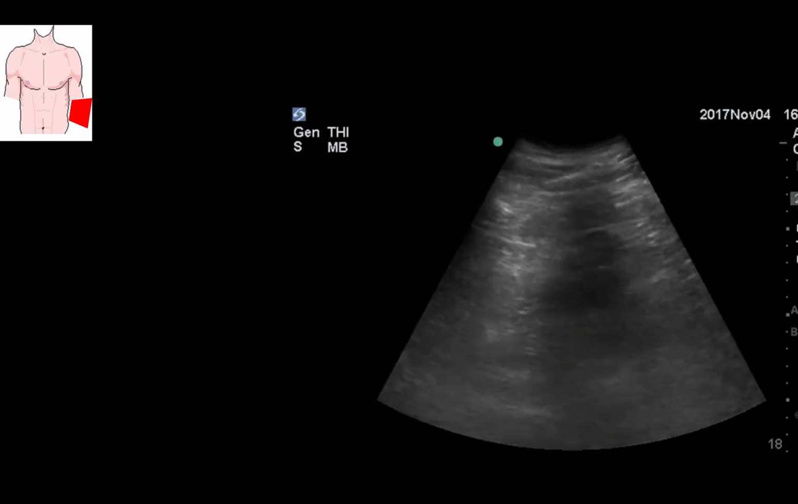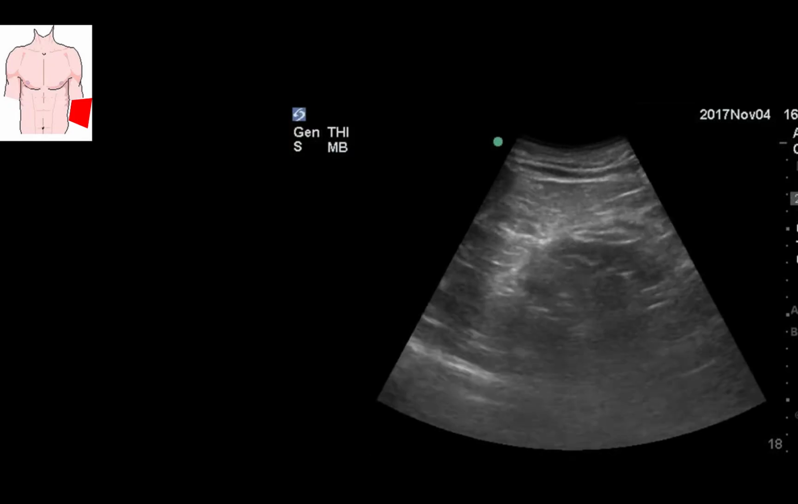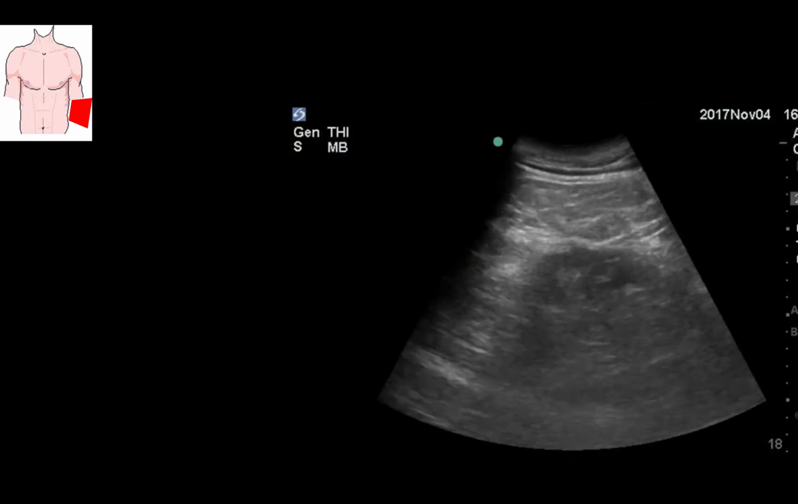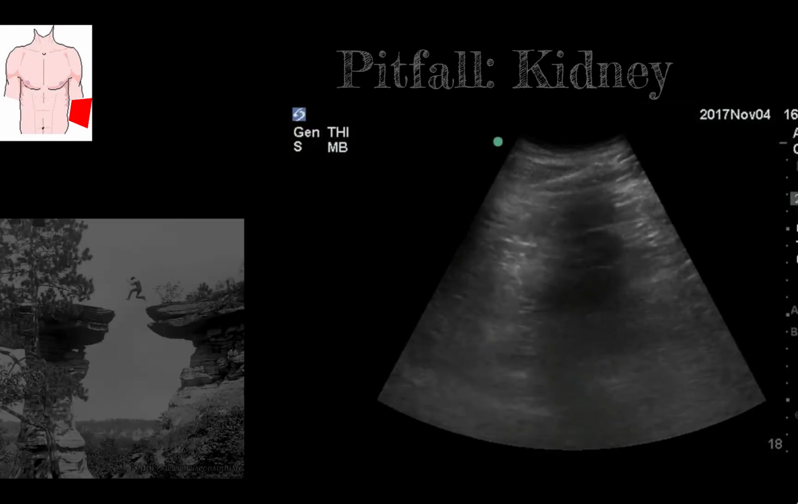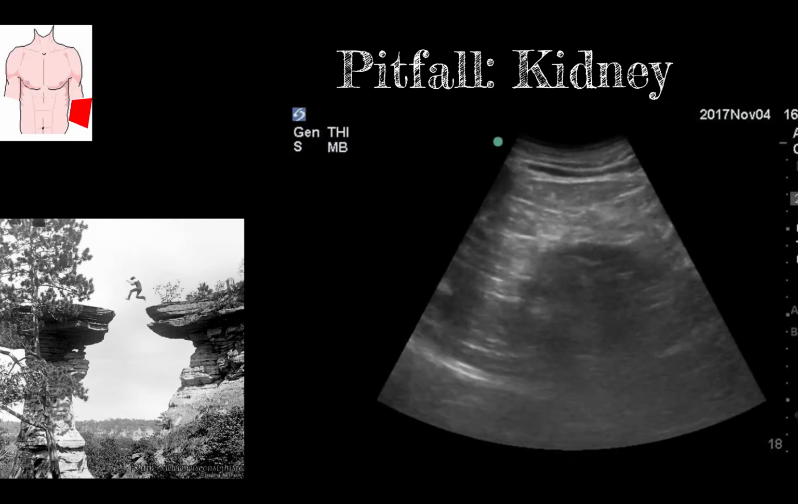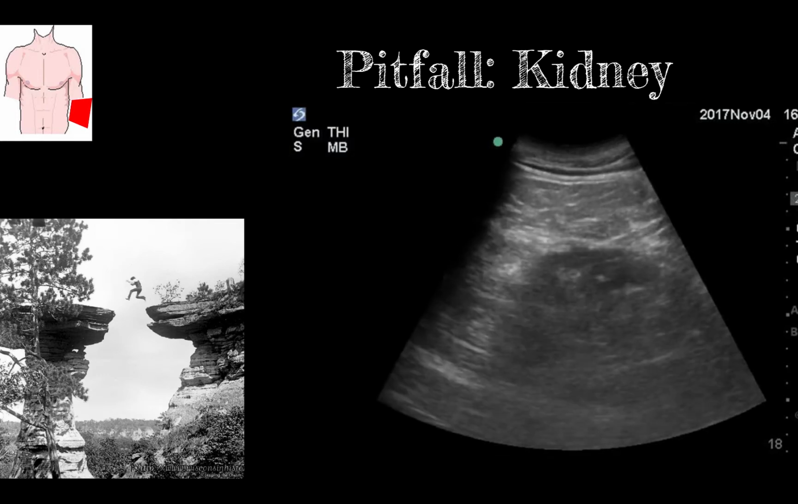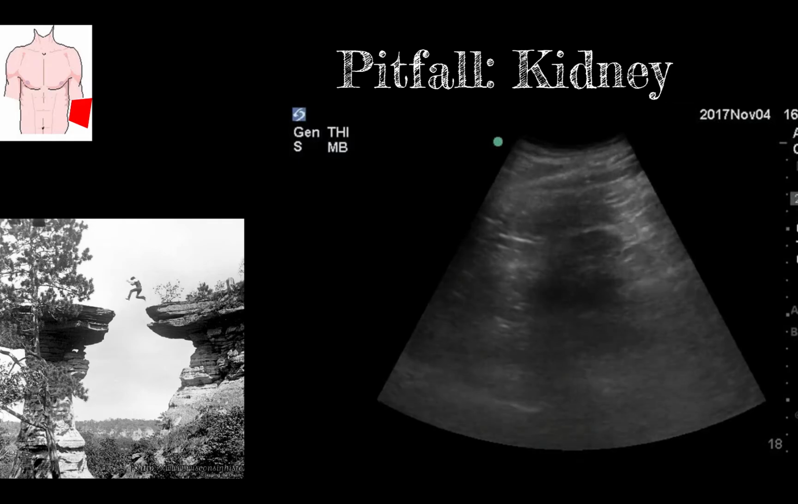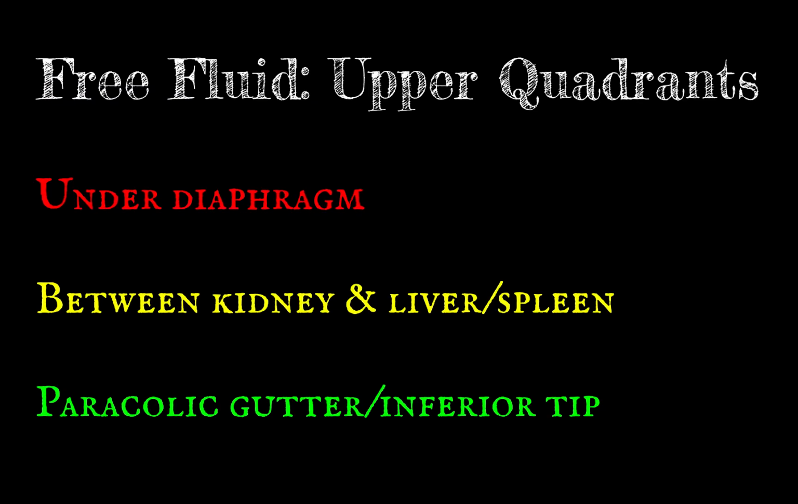One final pitfall that folks run into is focusing too much on finding the kidney. Remember that the kidney is retroperitoneal and free fluid doesn't show up well on ultrasound in that area. Instead, you need to direct your attention to these regions around the intraperitoneal spleen and liver rather than a retroperitoneal kidney. If you get nothing else out of this talk, I want you to remember these three areas that you need to look at to find free fluid in the upper quadrants: under the diaphragm, between the kidney and the solid organs of the liver and the spleen, and in the paracolic gutter or inferior tip of the solid organ.